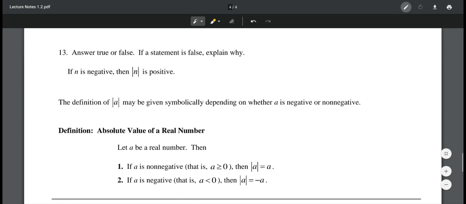Number 13. Write true or false, and if you do write false, explain why. If n is negative, then the absolute value of n is positive. That is true. Because I didn't ask you to explain, but if you have negative n, it takes you n steps to get from 0 to that point.